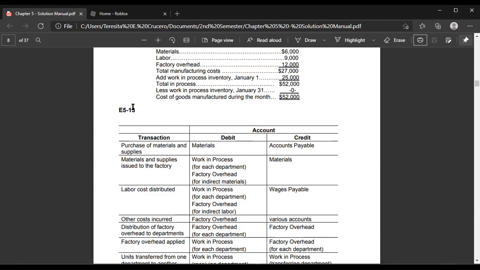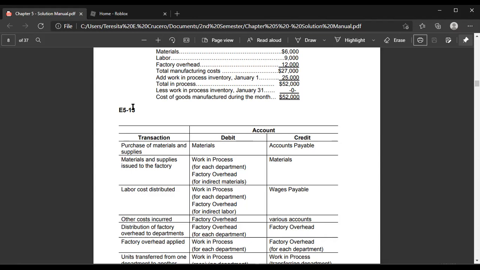Next, other factory costs incurred. So debit factory overhead or factory overhead control, and credit various accounts. Meaning you may credit accumulated depreciation for depreciation, and for insurance, you credit prepaid insurance. Now that's what we mean by various accounts.